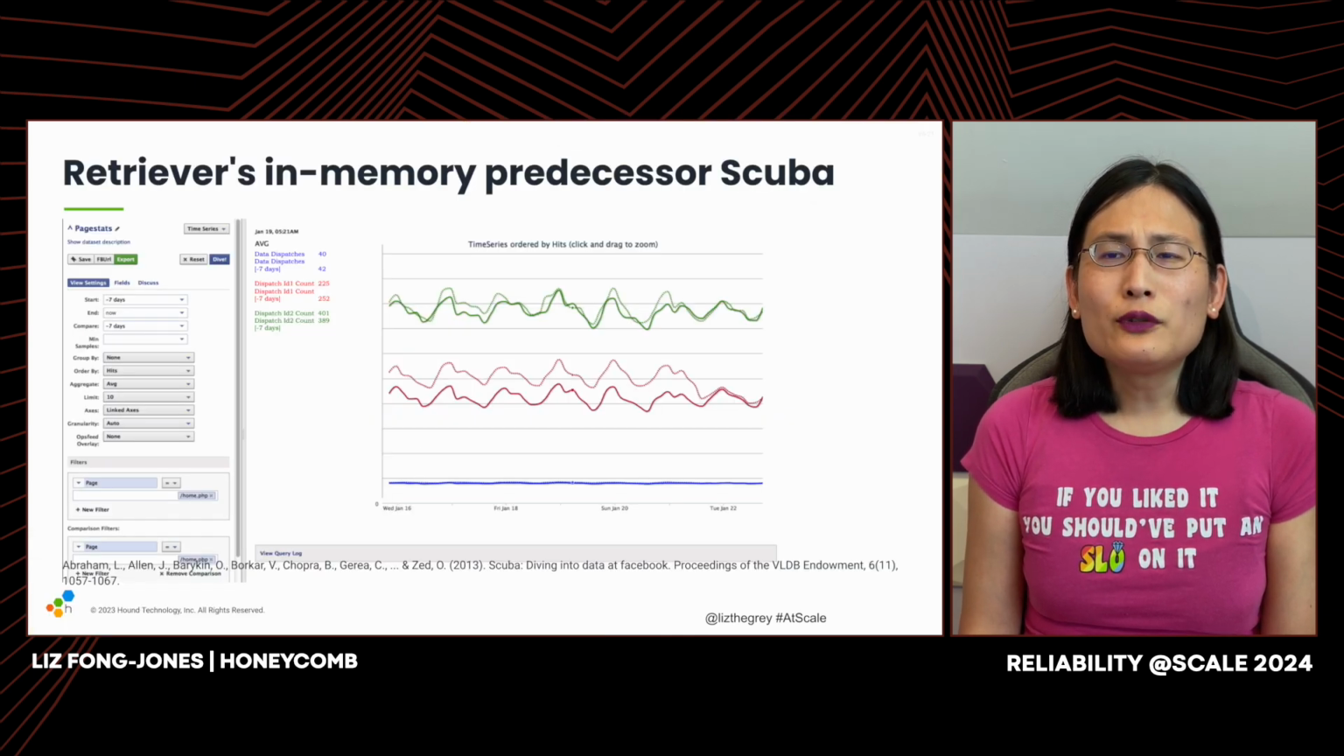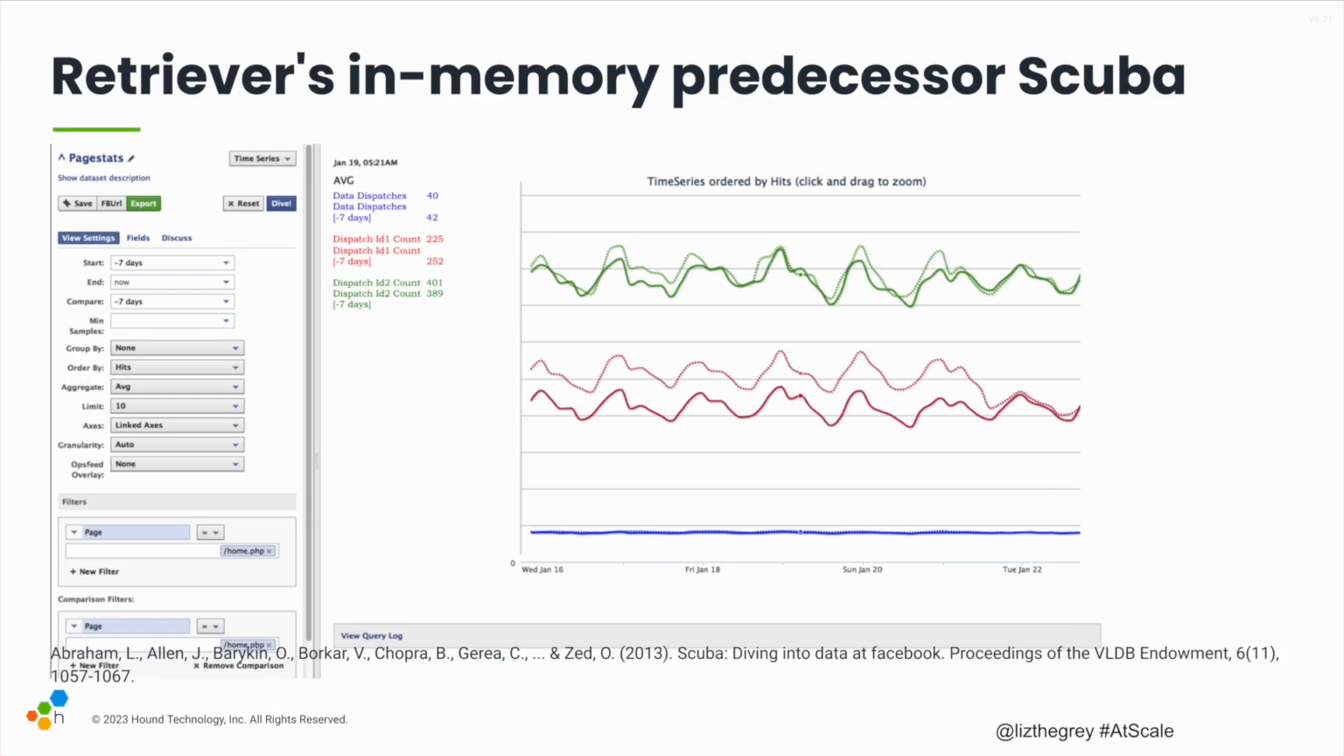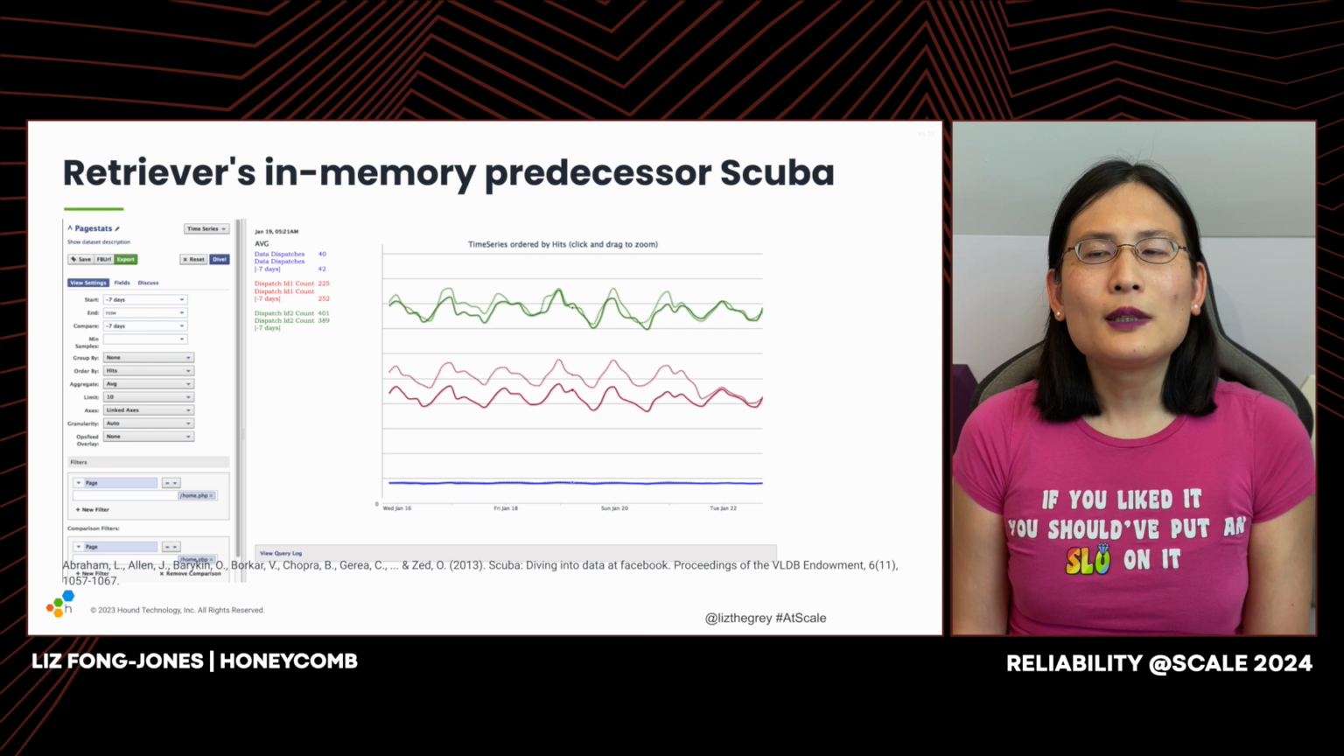So Retriever's predecessor, Scuba, was built at Facebook to solve many of these challenges. And it operated strictly in memory and enabled people to fill in fields like what are they looking for, what are they grouping by, what graphics, what aggregations to apply, and enabled people to run that across hundreds of Facebook machines that were storing all of that data in a rolling circular buffer in memory.